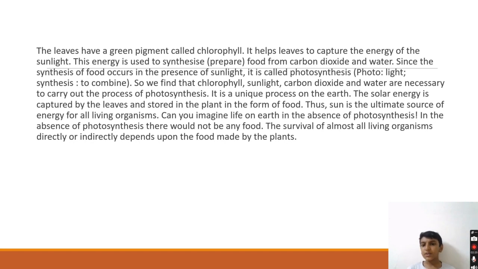It is a unique process on the earth. The solar energy is captured by the leaves and stored in the plant in the form of food. Thus, the sun is the ultimate source of energy for all living organisms. Can you imagine life on earth in the absence of photosynthesis? In the absence of photosynthesis, there would not be any food. The survival of almost all living organisms, directly or indirectly, depends upon the food made by the plants.